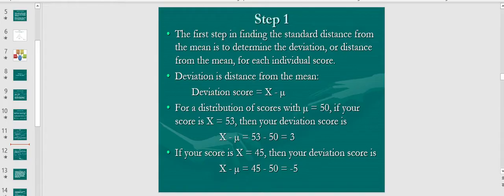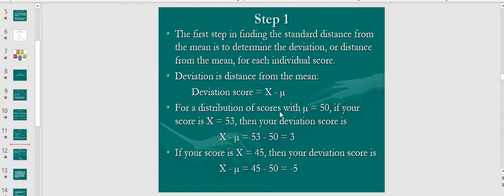The first step in finding the standard deviation is to determine the deviation, or the distance from the mean, for each individual score. Deviation is a distance from the mean. Deviation score is equal to x minus mu, where x is the data value and mu is the mean of the population.